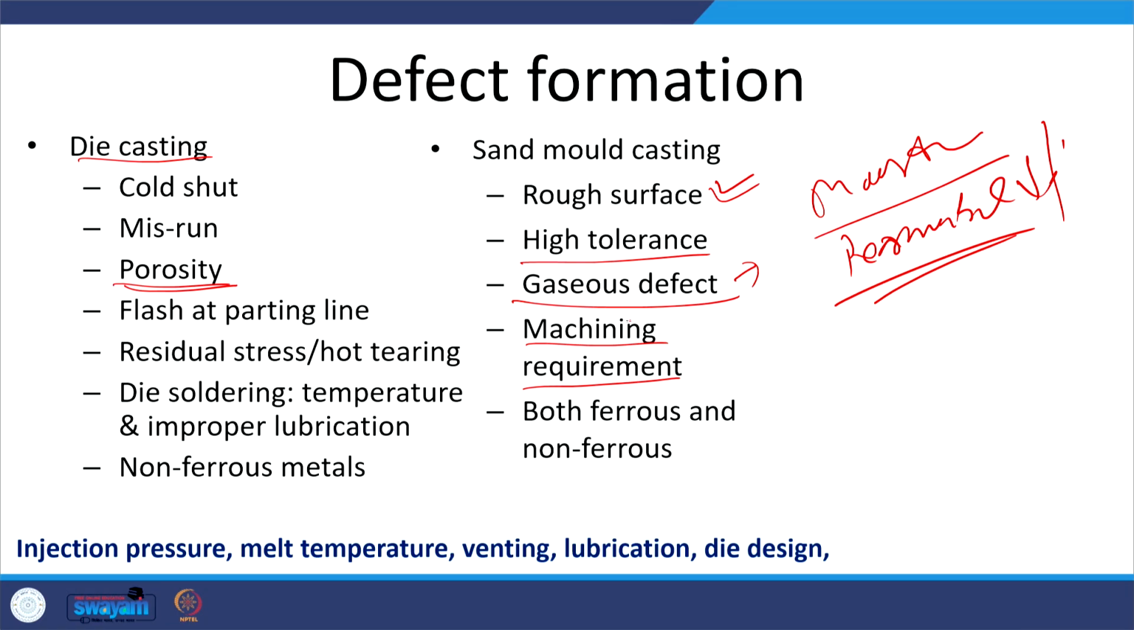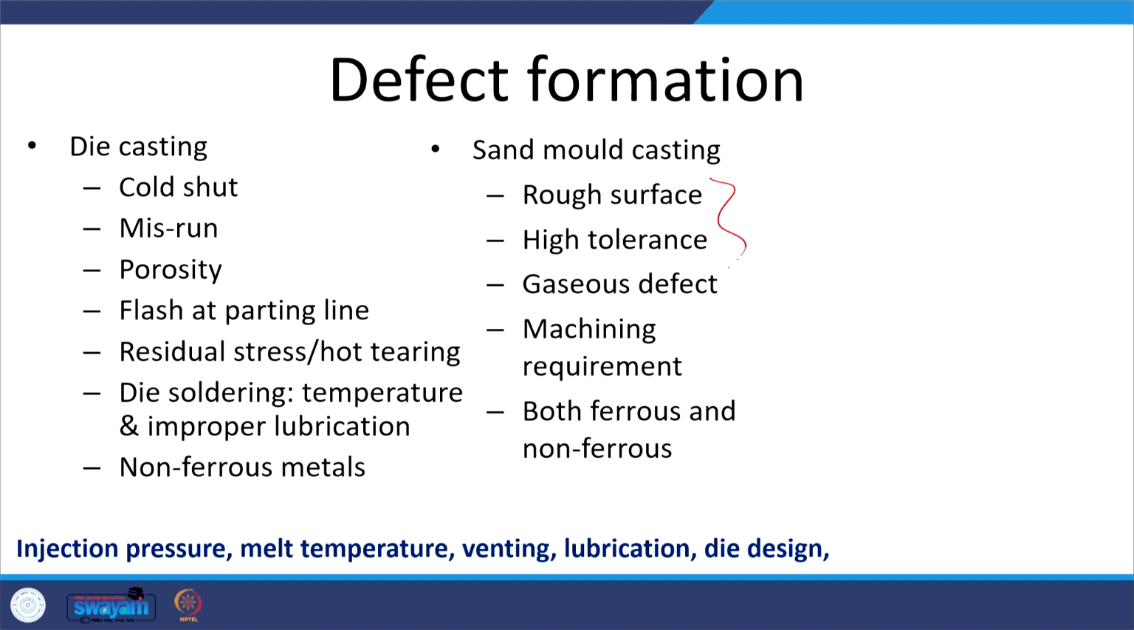On the other hand, gaseous defects in sand mold casting are formed due to excessive gas generation, due to the moisture or the additives present in the binder, the casting, and the mold surface. If the roughness is more and the tolerance is high, then we need secondary machining to make the surfaces functional for the casting.